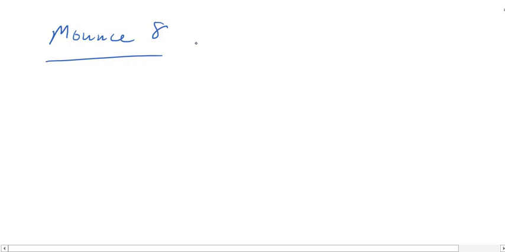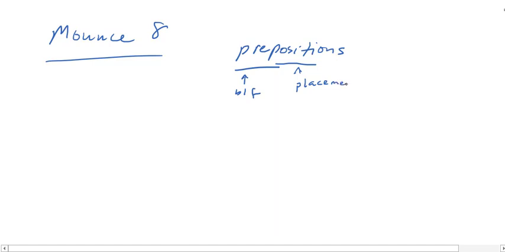Why are they called prepositions? What's the pre in preposition mean? Before. What does the posit mean in position? Placement. Okay, so the pre is before, position means placement. Prepositions then are, in Greek as in English, words that are placed before other words.